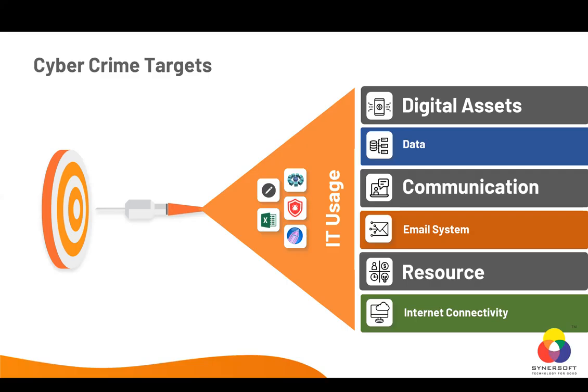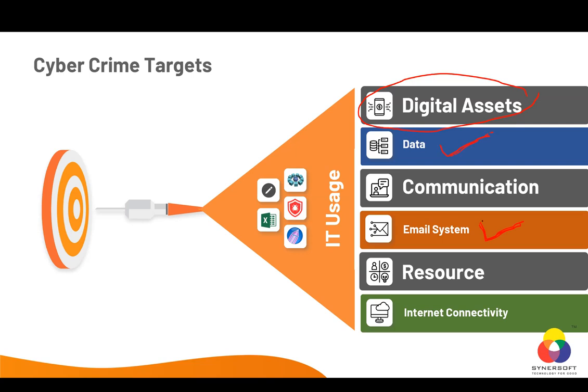So first of all, let us understand what the IT usage is in any organization. Once we understand that, we would know what kind of threats there are. So it is about finding out the cybercrime targets in our own organization. When we talk about digital assets, it is all about data. All your data, your designs, drawings, everything we generate using information technology, software, tools, computers, internet. Then another cybercrime target could be our communication system, which is the email system.